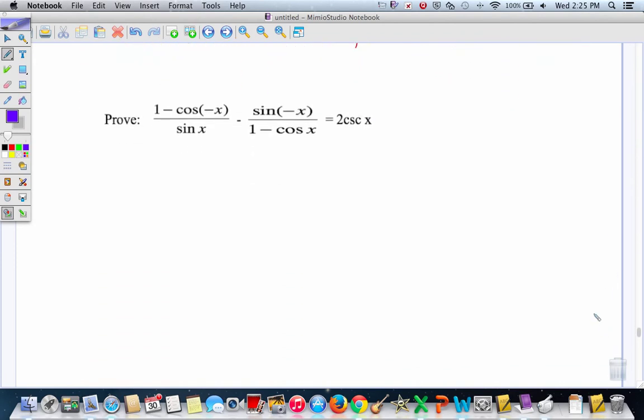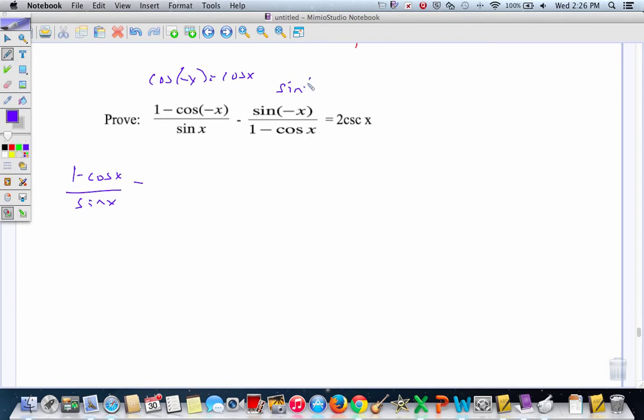One last time as practice, we have some opposite angle identities in here. It appears 1 minus cosine of negative x over sine x minus sine negative x over 1 minus cosine is going to equal 2 cosecant. So I would suggest starting out with our opposite angles and simplifying down there. So my first one, cosine of negative x as an identity just equals the cosine of x. Essentially the negative sign can disappear.